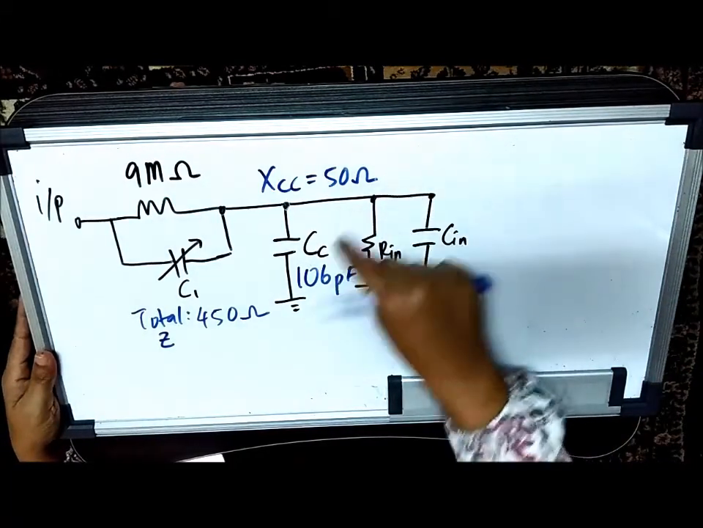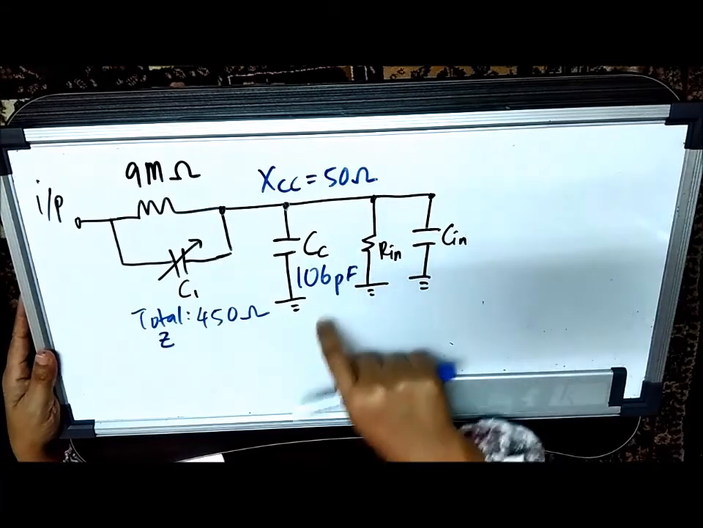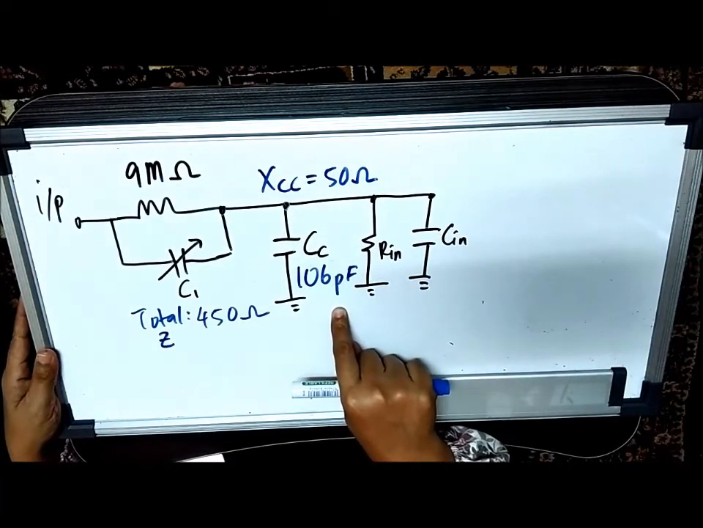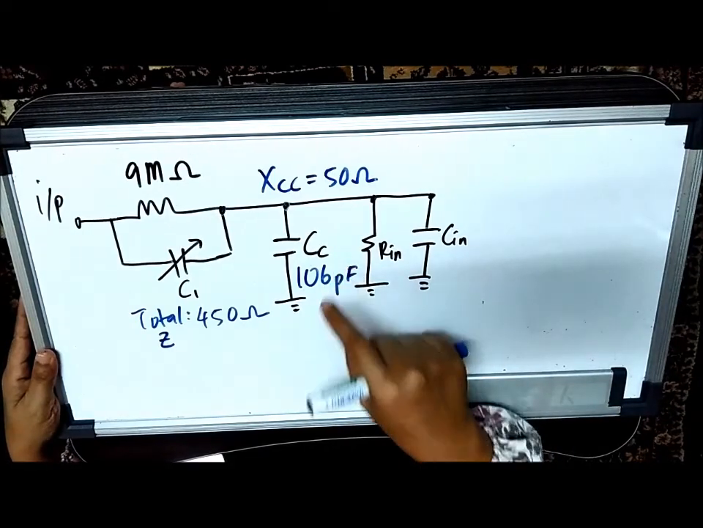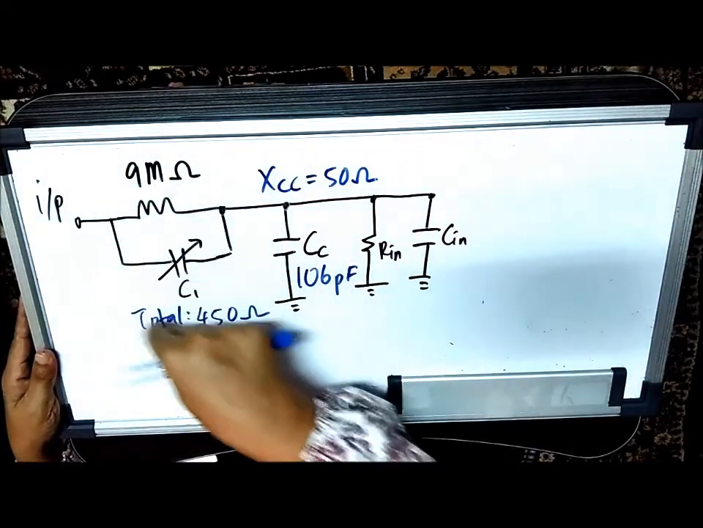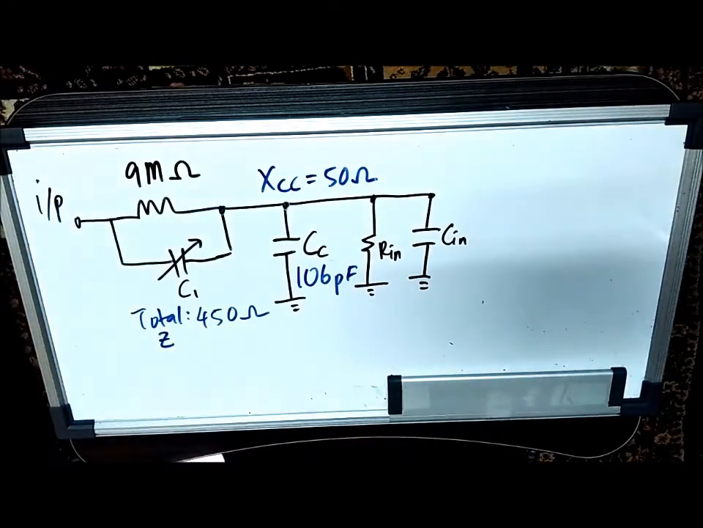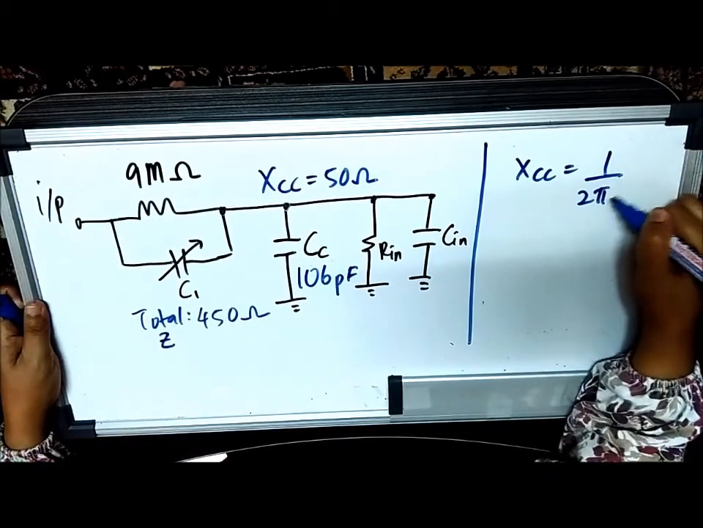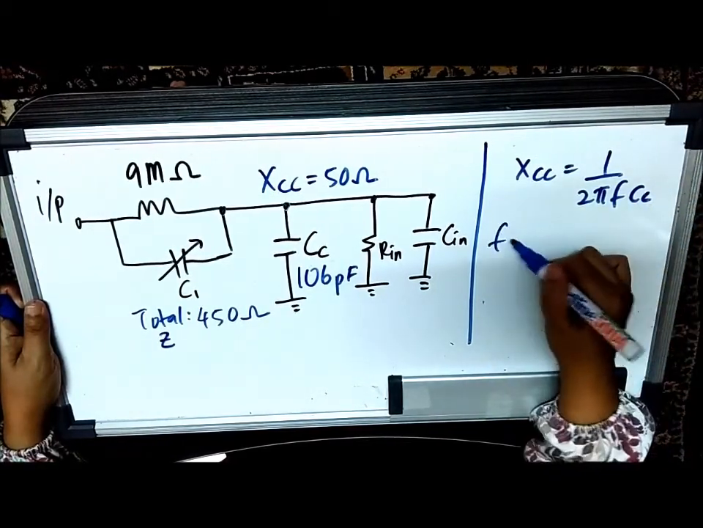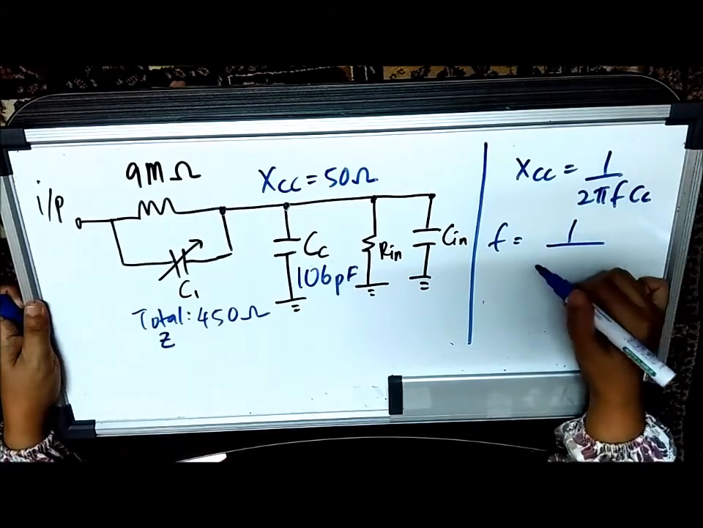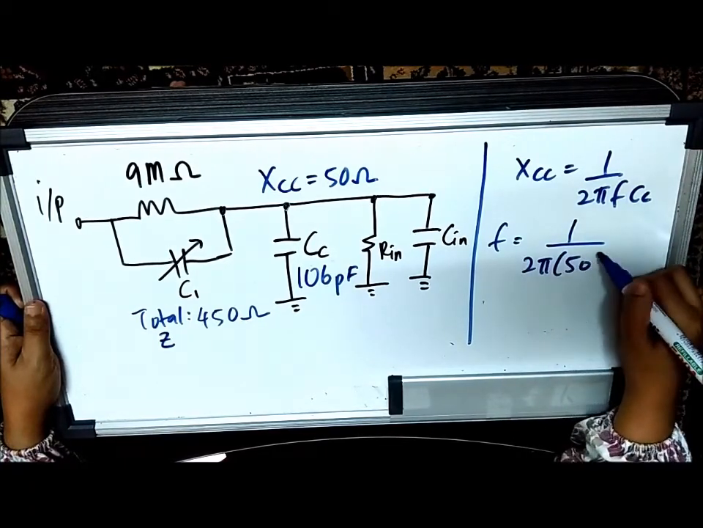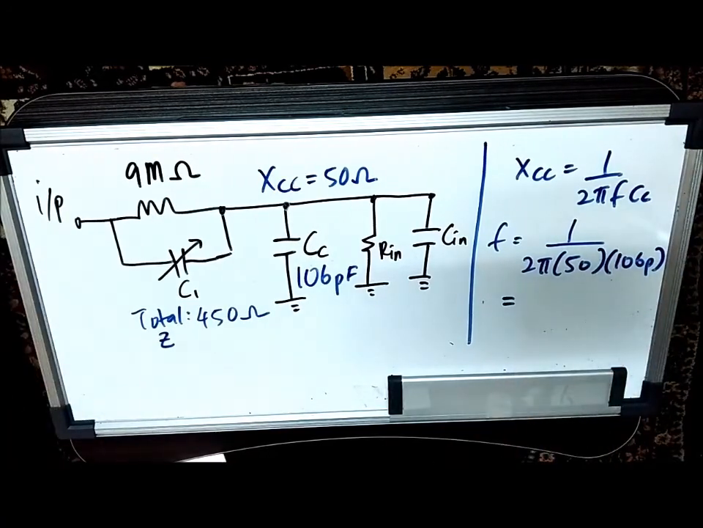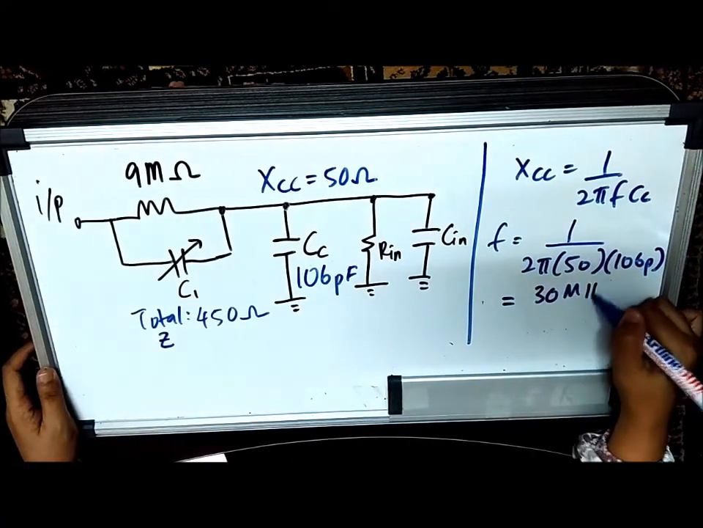So you are given the reactance for the capacitance of the cable, which is 50 ohm, and the capacitance is 106 picofarad. So I have mentioned that you need to calculate the frequency. So you can use the frequency to calculate C1. Okay, so let's find the frequency first. XCC is equivalent to 1 over 2 pi FCC. So F is equivalent to 1 over 2 pi times 50 multiplied with 106 pico. Alright, so the frequency is 30 megahertz.